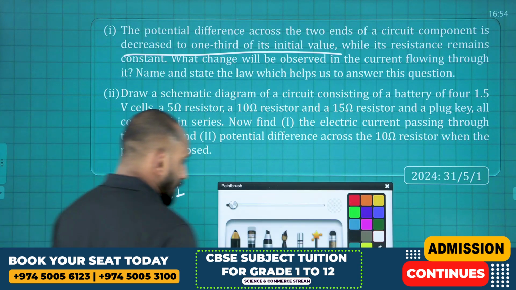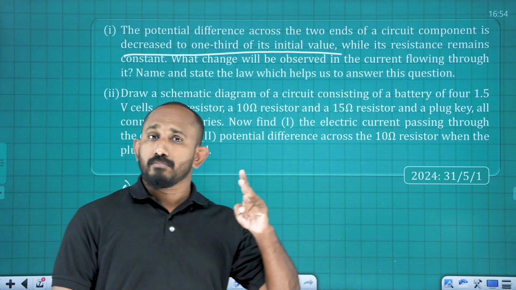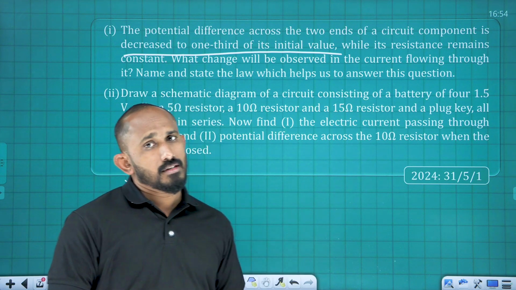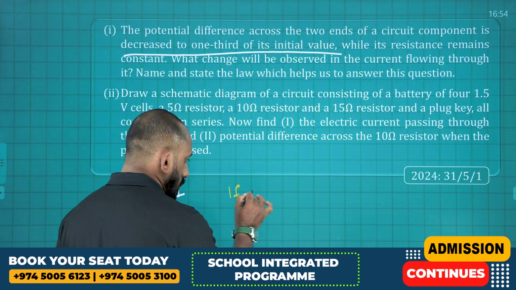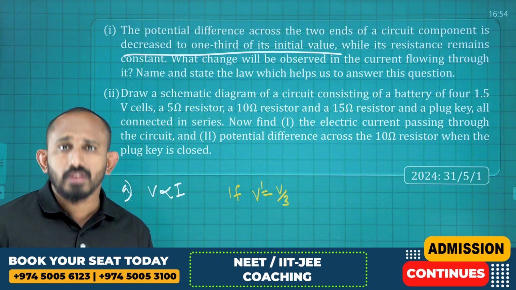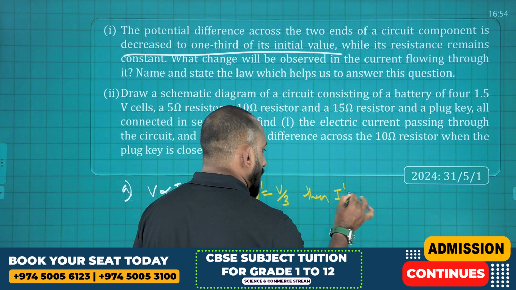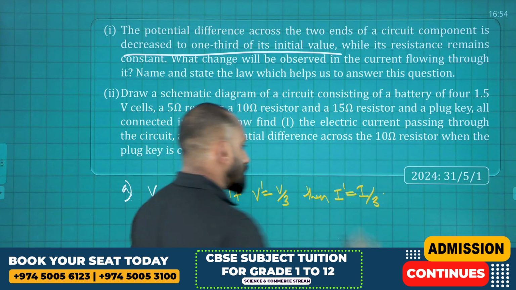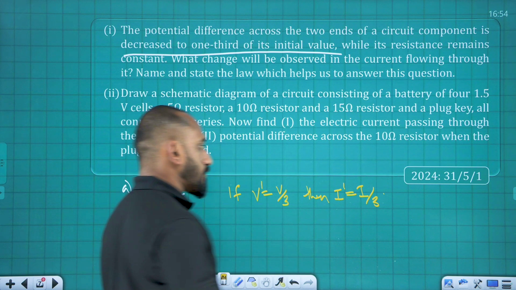That's the first part. V is proportional to I. So if V is proportional to I, and the potential difference is decreased to 1 by 3, then the current also will be decreased to 1 by 3. So if V dash is equal to V by 3, the initial voltage is V and it becomes 1 by 3, then the new current I dash also will be I by 3.